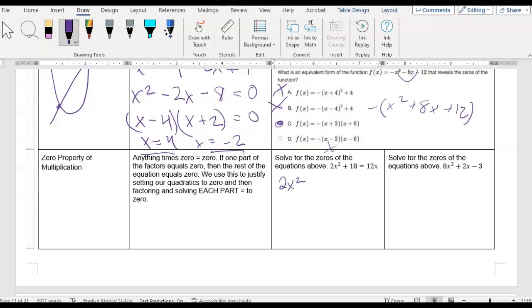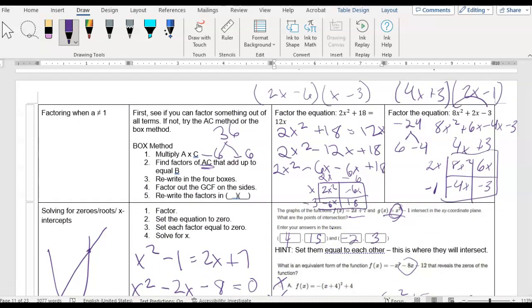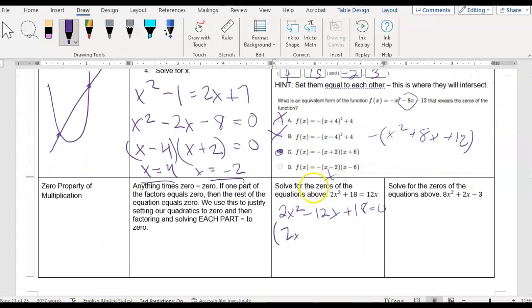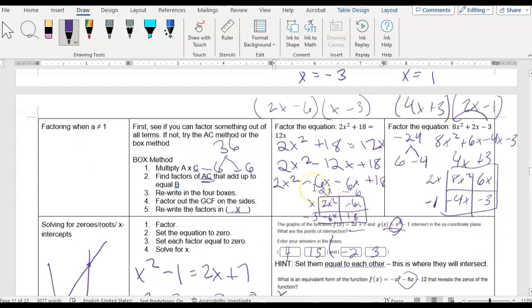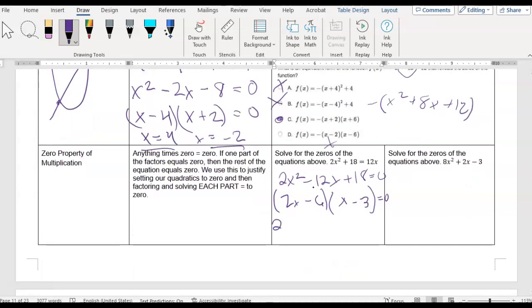So 2x squared minus 12x plus 18 equals 0. So this is the equation that we did up here above. So I already have my factors. It's 2x minus 6 times x minus 3 equals 0. And so now I'm going to set each one equal to 0. So 2x minus 6 equals 0, and x minus 3 equals 0. And so now you can solve for x.